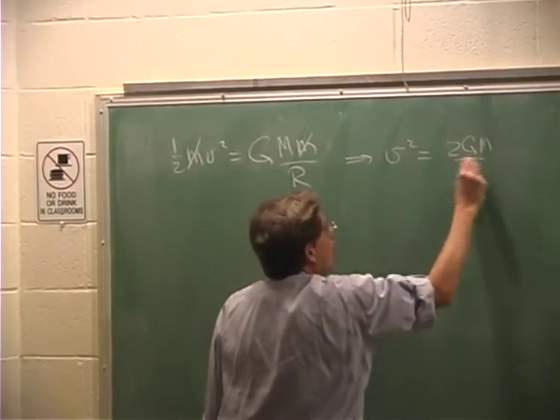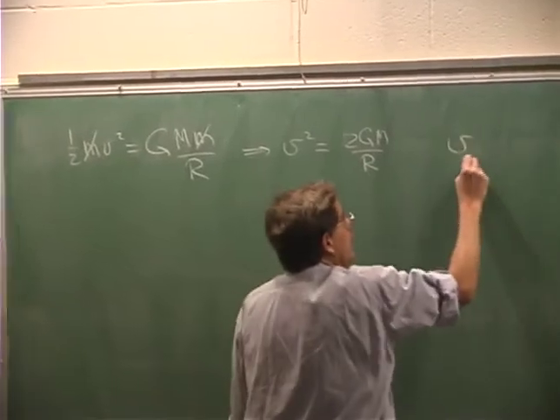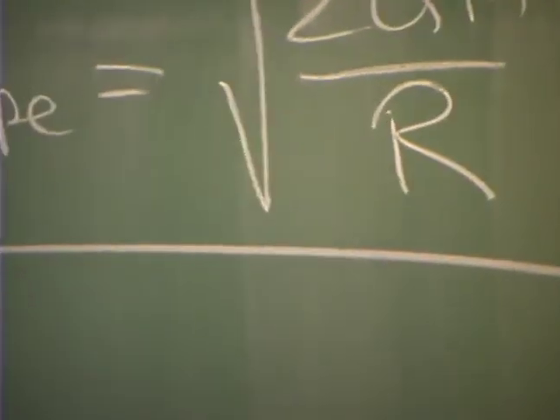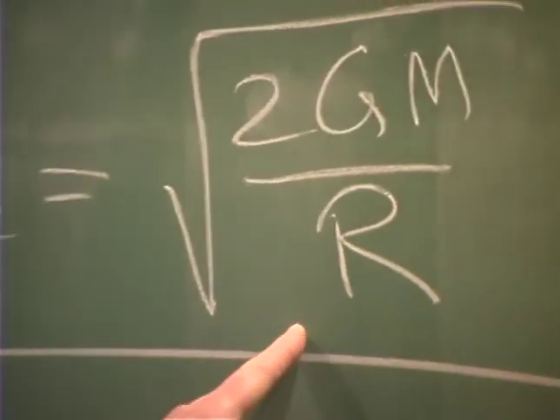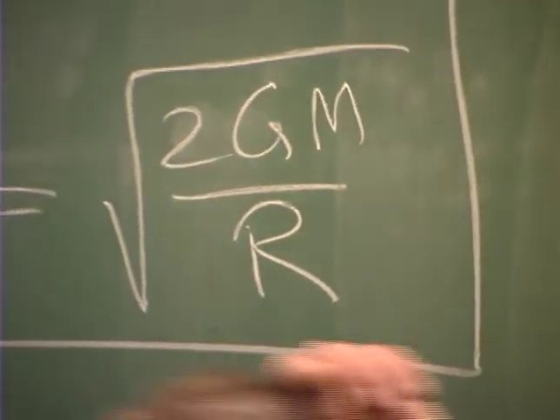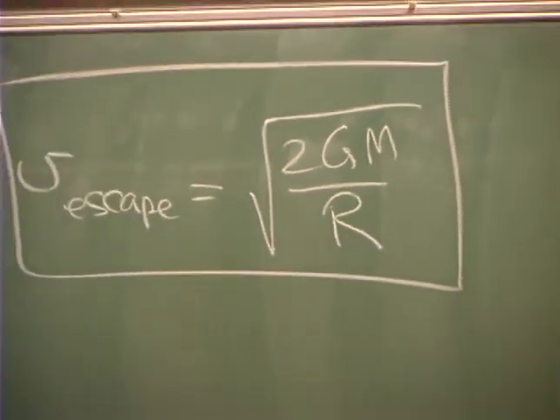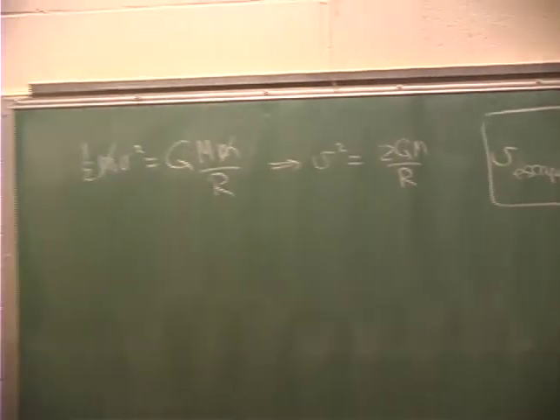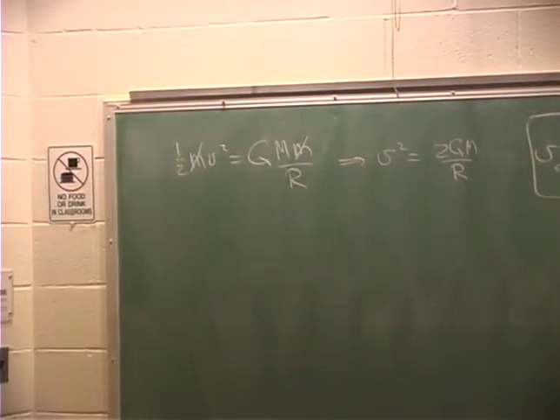Multiplied by 2, v squared equals 2GM over r, or v is equal to the square root of 2GM over r. I had intended to calculate this for the Earth, but I now suddenly realize I did not bring the radius of the Earth. Does anybody know what the escape velocity is from Earth?